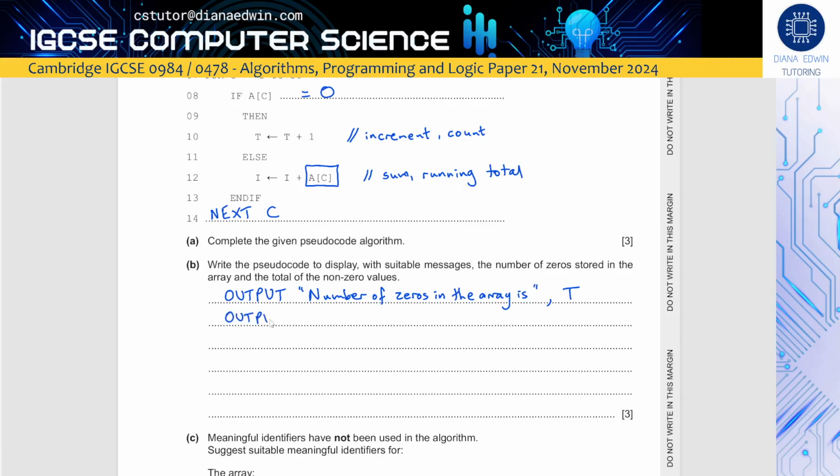And then I'm going to output the total, or the sum of the non-zero values is, and which variable am I going to use there? Well, that one was I. There we go. That's all I needed to do for that one.